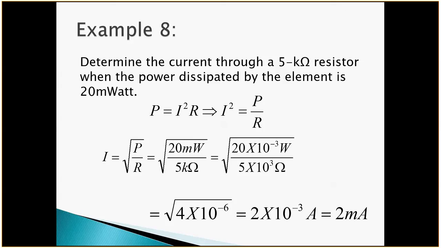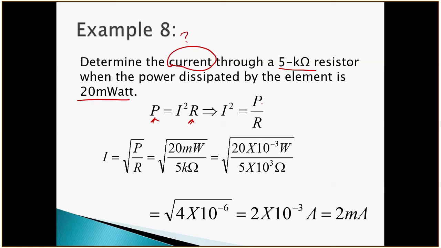So the last example here before we actually go to the homework is to determine the current through a 5K ohm resistor when the power dissipated by the element is 20 milliwatts. Okay, so I've been given resistance size, and I've been given power, and I want to know what current is. So that goes back to this equation, power equals I squared R. I know this, and I know this. So I can solve for the current.